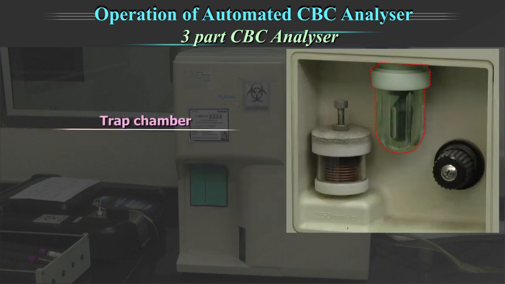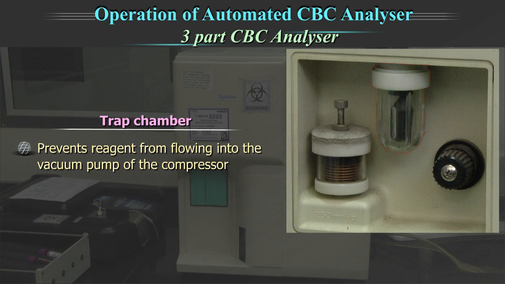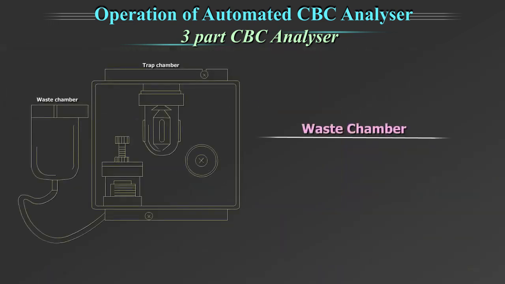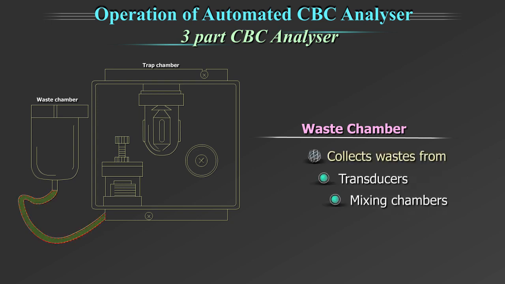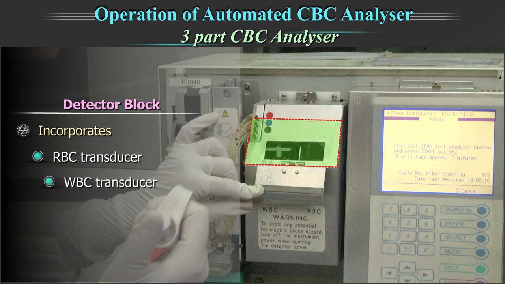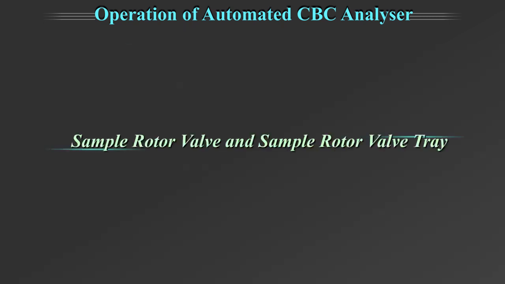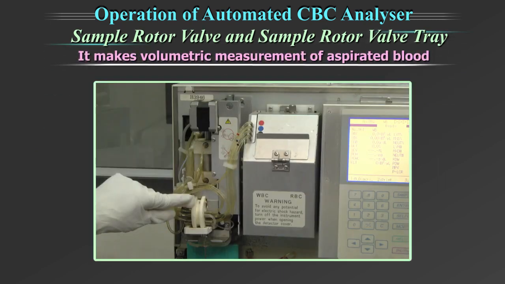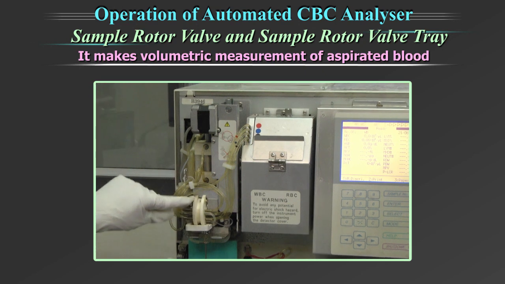Trap chamber prevents the reagent, etc., from flowing into the vacuum pump of the compressor when an error occurs with the instrument. Waste chamber. It collects waste from the transducers and mixing chambers. Detector block. It incorporates the RBC transducer, the WBC transducer, and the hemoglobin flow cell. The sample rotor valve and the sample rotor valve tray. The sample rotor valve makes volumetric measurements of aspirated blood.